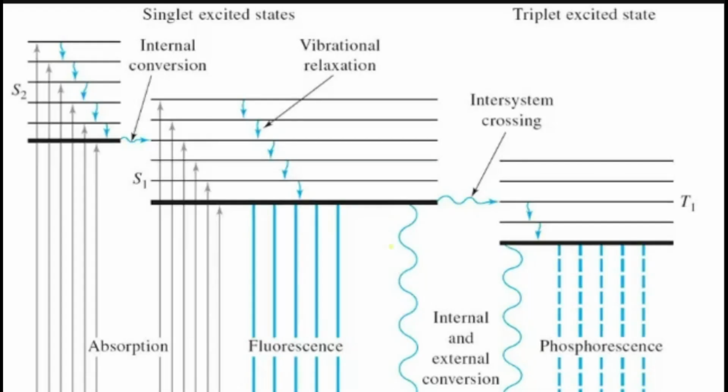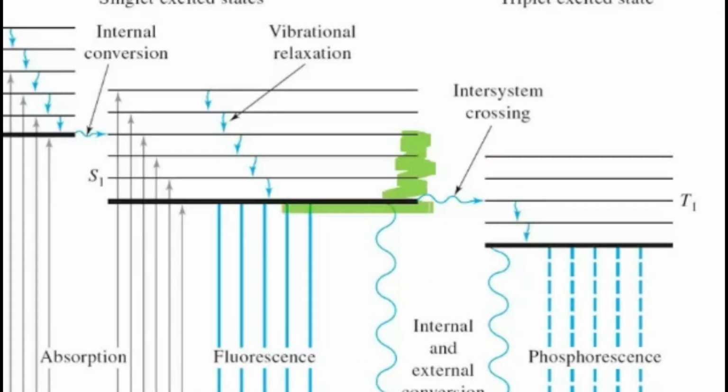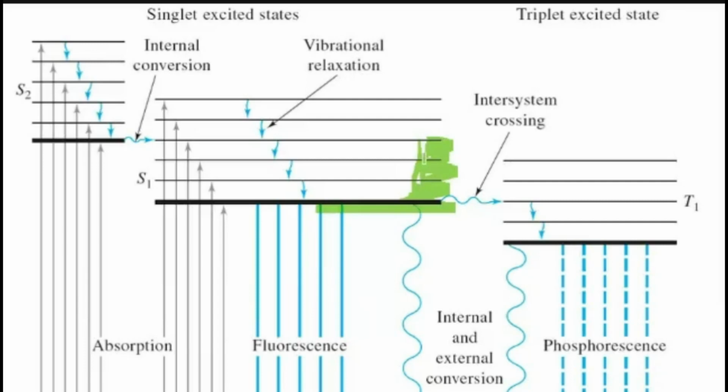There is still some region of the first singlet state. These vibrational energy levels of S1 overlap; they have almost equal energy to the triplet state.